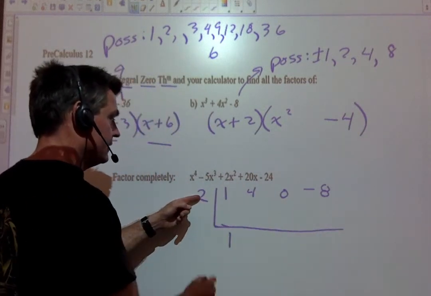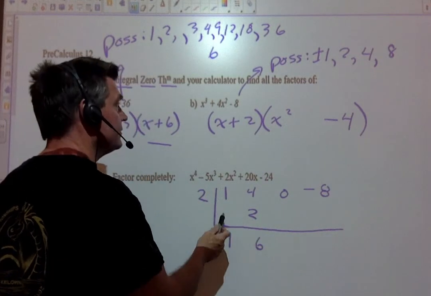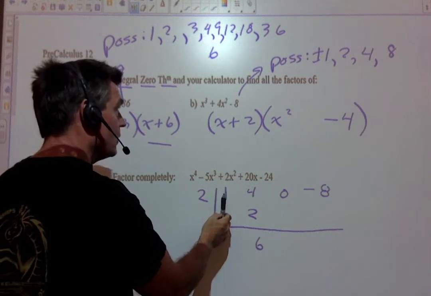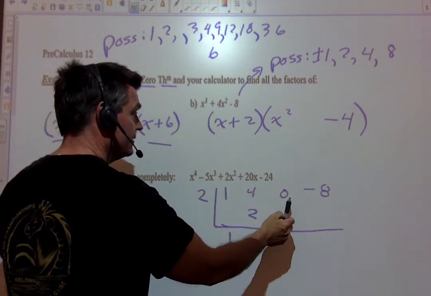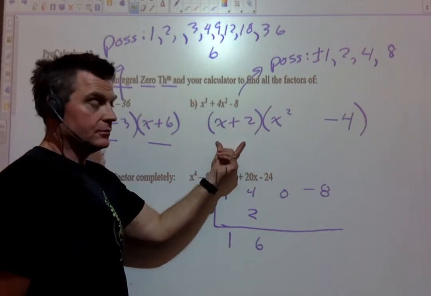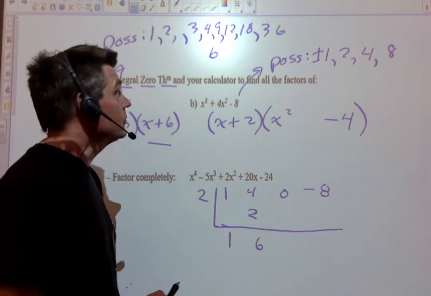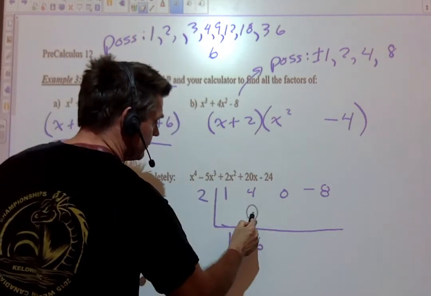1 comes down. 2 times 1, 2. 6. Hang on, what am I doing? Am I doing this wrong? 1x cubed, 4x squared, 0 x's, minus 8. Should this be a plus 2? It's got to be a minus 2. I have to switch this. That's why it wasn't working. Oh, okay. Let's see.